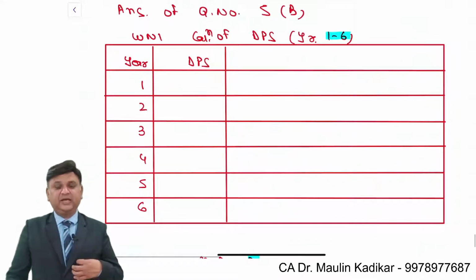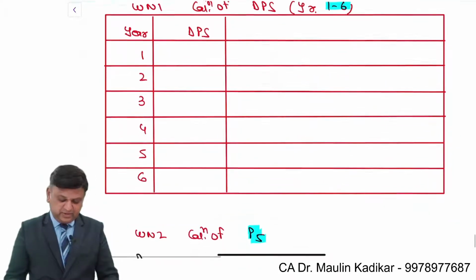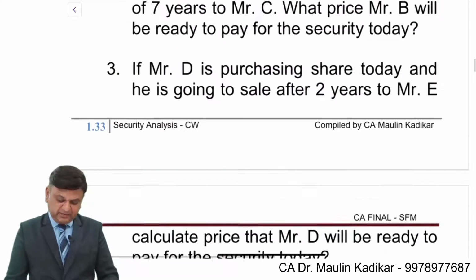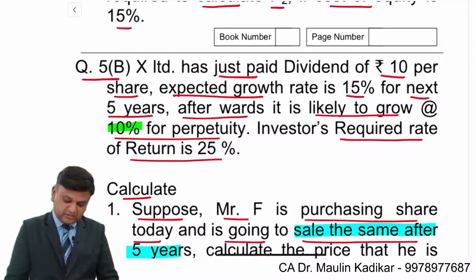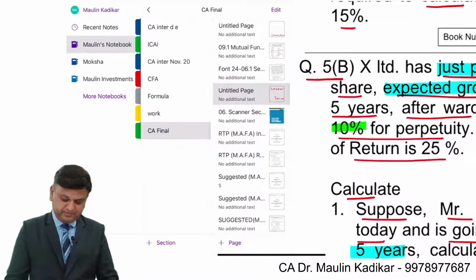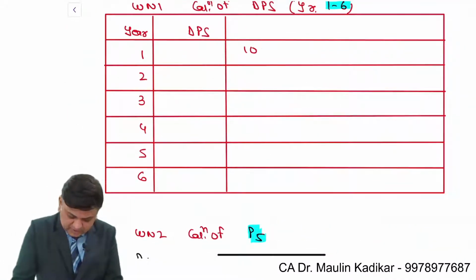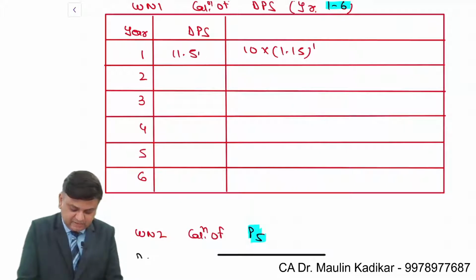Working note number 1, calculation of the dividend per share year 1 to year 6. Okay, dividend per share for the first year. It will be calculated like this. It is just paid dividend of rupees 10 and the growth rate is 15%. So what will happen? 10 rupees into 1.15 raised to 1. So the first year dividend is 11 rupee 50 paise.